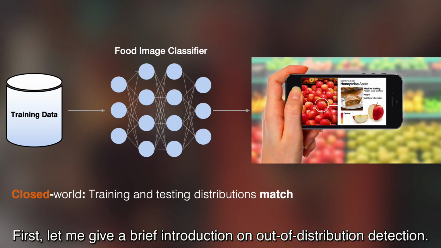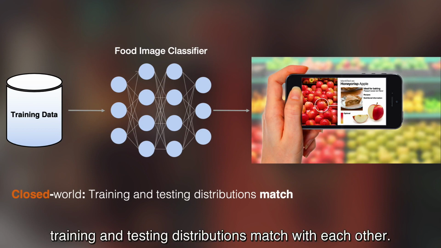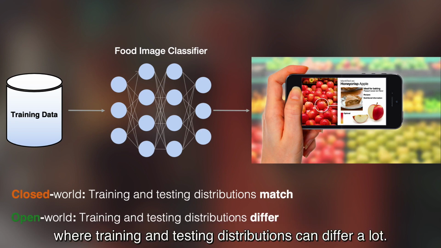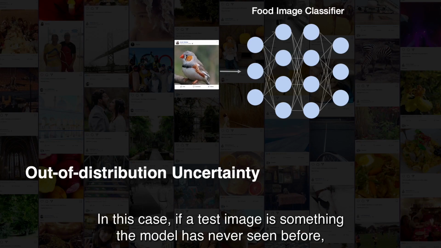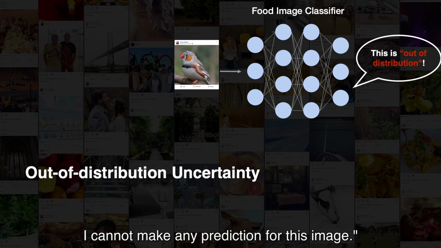First, let me give a brief introduction on out-of-distribution detection. In a closed-world setting, we always assume training and testing distributions match with each other. However, this is far from the truth when we deploy our model in an open-world setting, where training and testing distributions can differ a lot. In this case, if the test image is something the model has never seen before, we want the model to be able to decide this is an out-of-distribution image and I cannot make any prediction for this image.